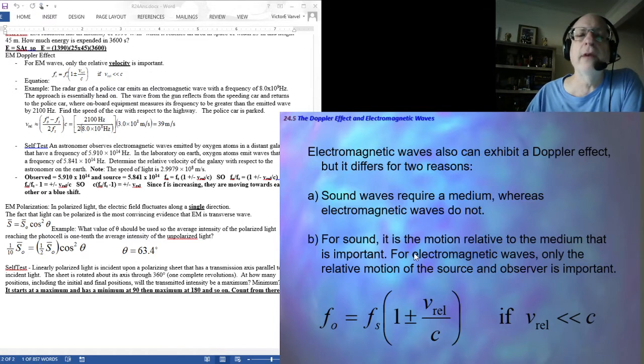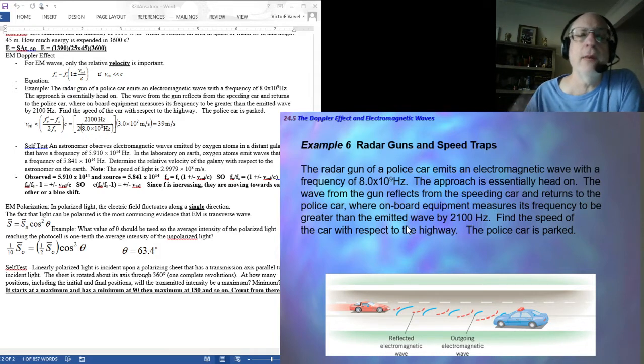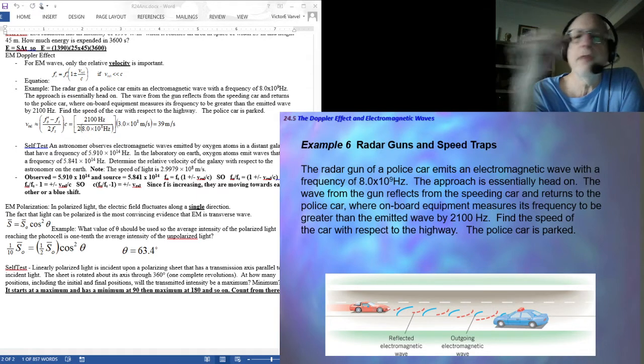And so let me give you an example of how this works. The radar gun of a police car emits an electromagnetic wave with a frequency of 8 times 10 to the 9th hertz. Now we can use it here because that radar wave is going to be moving much faster than any car could ever hope to move.